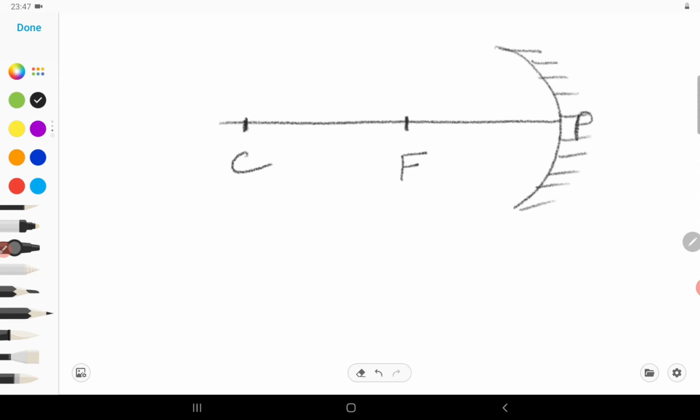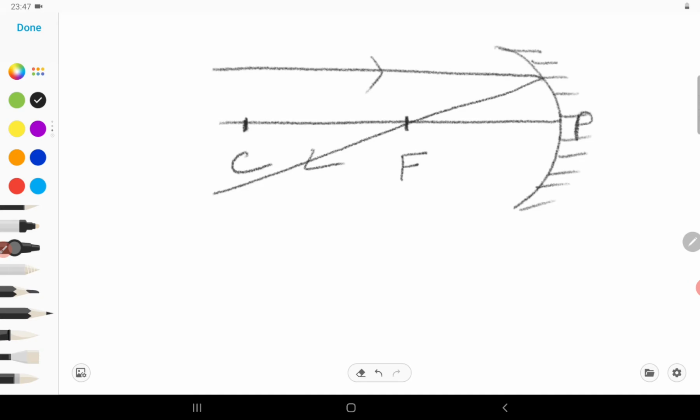Now the alternative diagram for the first case only. I don't think this diagram is there in the book. So using the convenient ray, any ray parallel to the principal axis is supposed to pass through the focus. It's not coming straight because I'm trying to draw it on the screen of a mobile phone, which is very slippery. And the other ray can be parallel to the principal axis from below, and this ray also should pass through the focus.